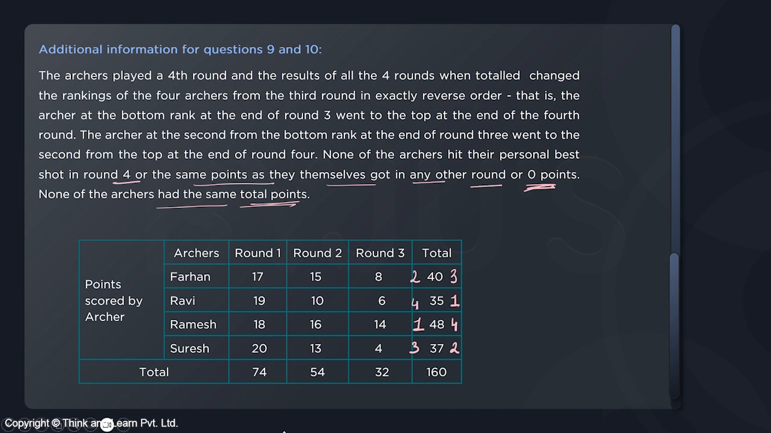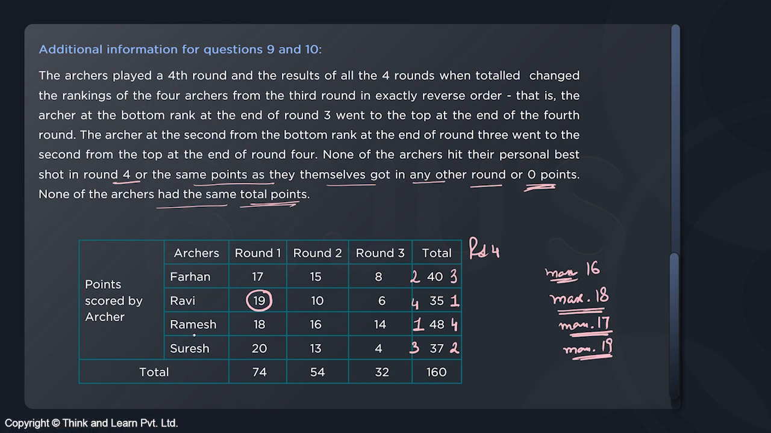Now there is an important point here. When I talk about Ravi, Ravi has scored 19 here, and he cannot score his maximum, his personal best. So he can score a maximum of 18 in round 4. Similarly, Ramesh can score a maximum of 17 in this round. Suresh can score a maximum of 19. And Farhan can score a maximum of 16.